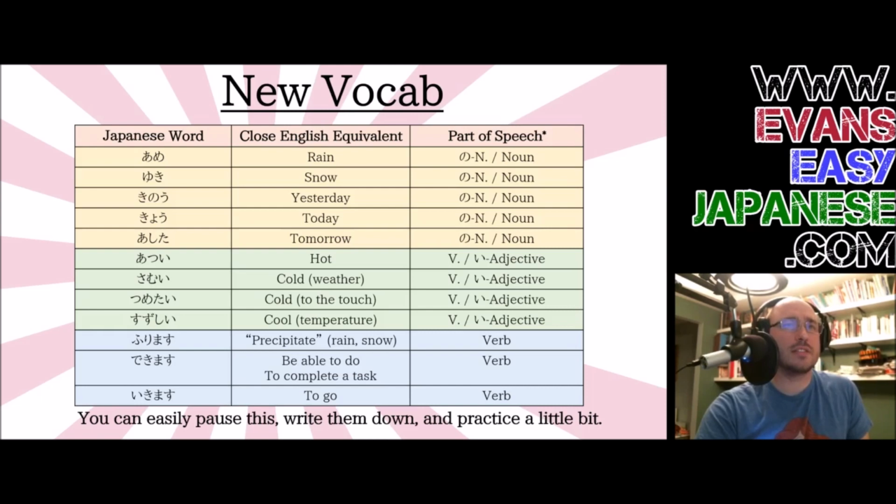I have the v there because they're verbals. They're in the same category as verbs. Furimasu, to precipitate, i.e. snow and rain. Dekimasu is to be able to do something or to complete a task. And ikimasu is to go. You can easily pause this, write them down, and practice them a little bit.